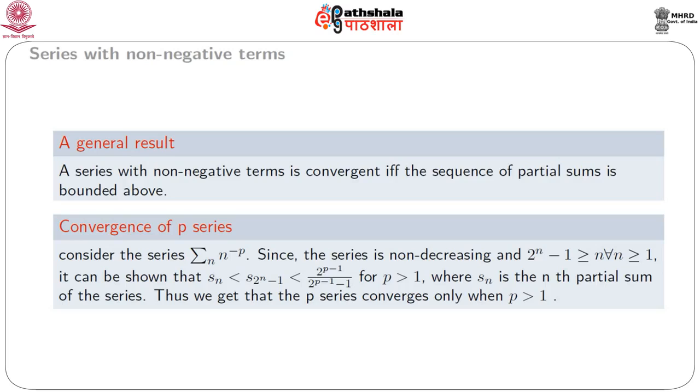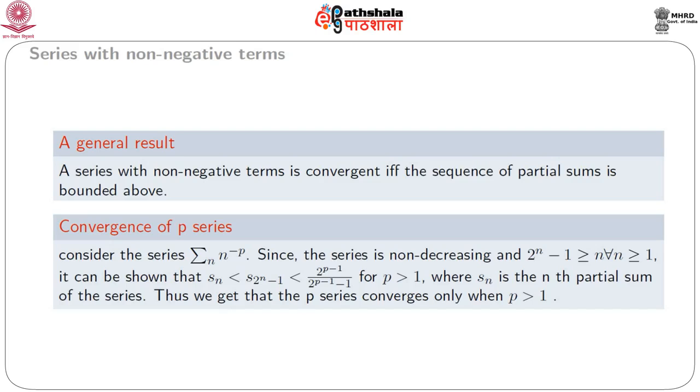And since the partial sums for the series are non-decreasing, we find that Sn, that is the summation up to n terms, is less than or equal to S of 2 to the power n minus 1, that is the summation of the series up to 2 to the power n minus 1 terms, which is less than 2 to the power p minus 1 divided by 2 to the power p minus 1 minus 1 whenever p is greater than 1. As usual, Sn is defined as the nth partial sum of the series. Thus, the sequence of partial sums is bounded above for p greater than 1, and hence applying the above result, we get that the P series converges only when p exceeds 1.